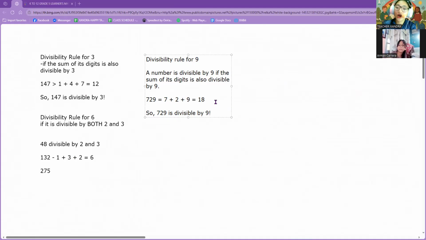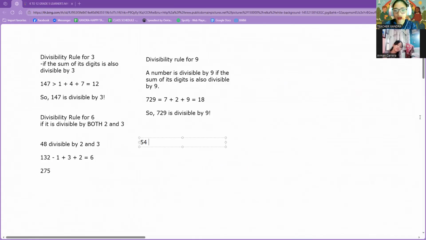Okay, so finding common factors using divisibility rules. Now that you understand these rules, we can use them to find common factors. A factor is a number that can divide another number evenly. Okay, more examples.